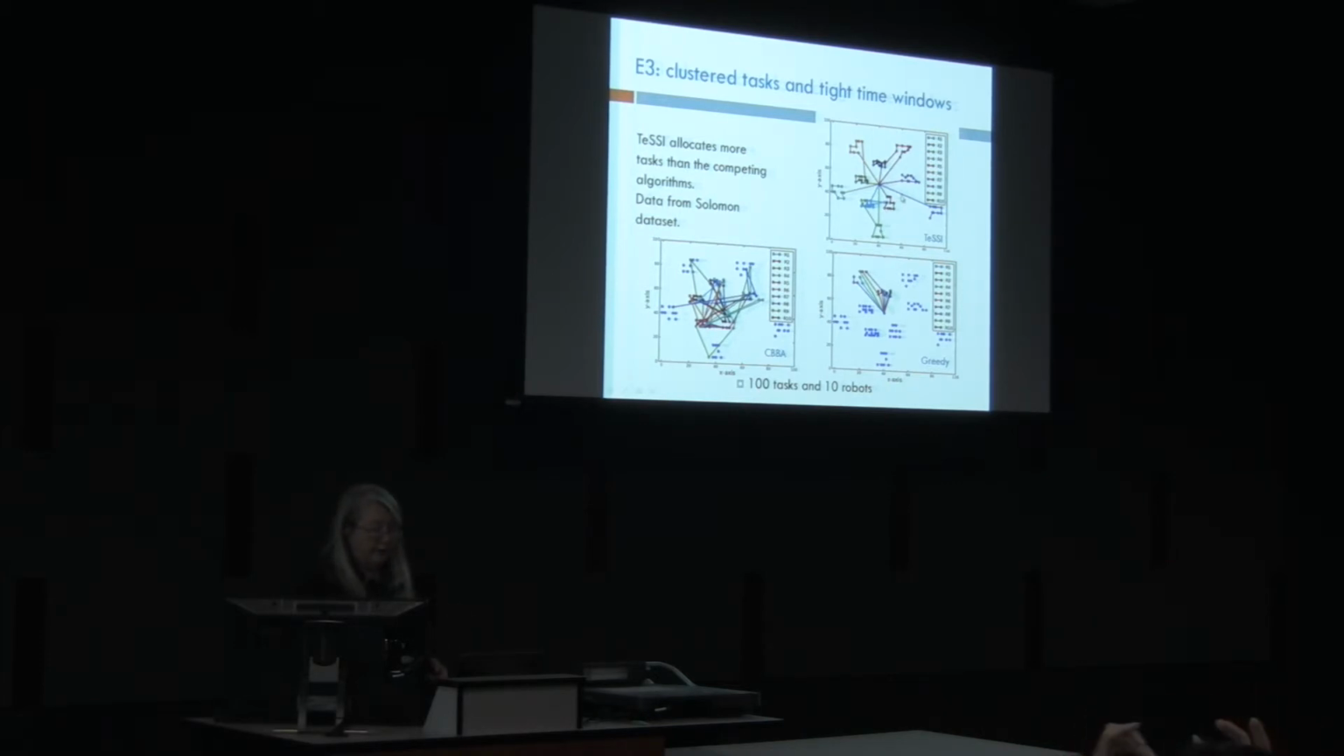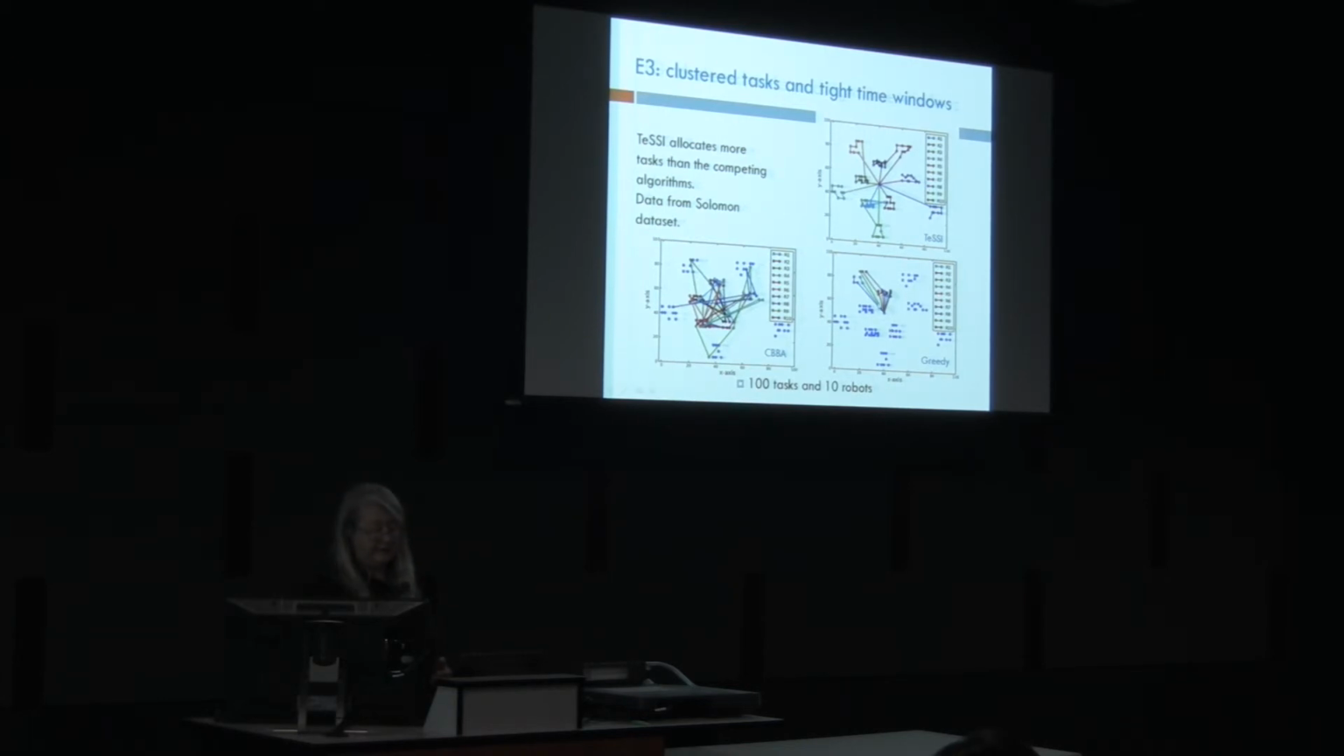It shows the allocation that our algorithm does, in which, as you see, each column indicates a robot. So you see the list of robots here. So we see that the algorithm really allocates clusters to the same robot. And this is what the CBDA produces, and this is what the greedy algorithm produces.